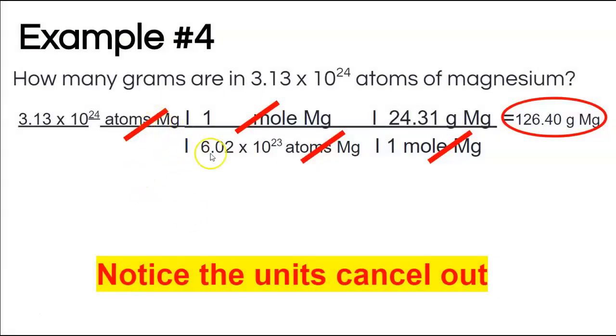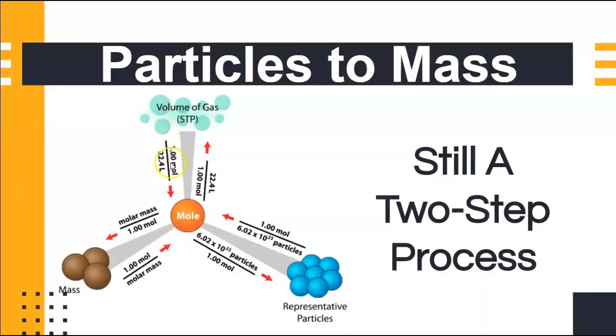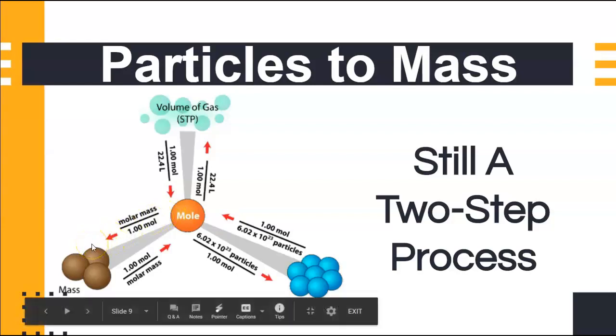So 6.02 times 10 to the 23rd atoms of magnesium in 1 mole. The atoms of magnesium go to the bottom so that the atom unit cancels. The moles of magnesium go to the top because that's what I'm looking for. Now I've canceled atoms, but I need to get to the grams. So now I am in the center of my mole triangle, and I'm going to go from moles to grams, and I'm going to need my molar mass.